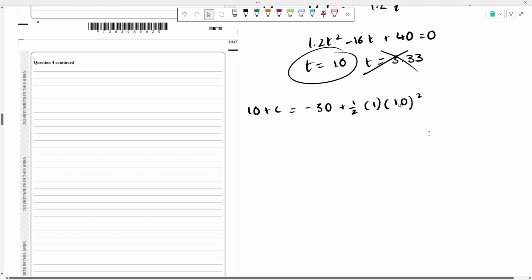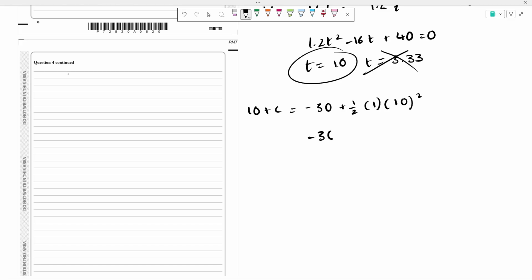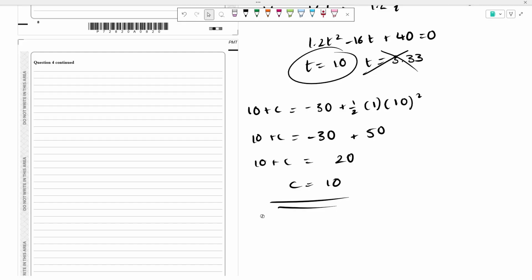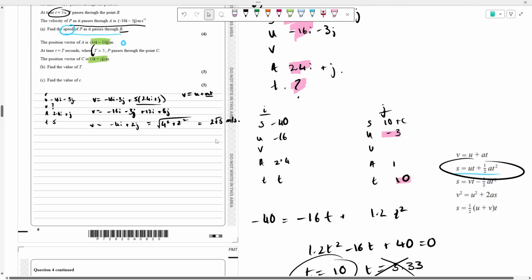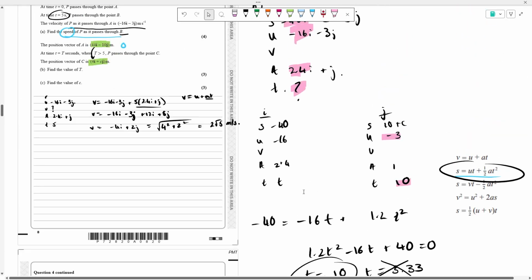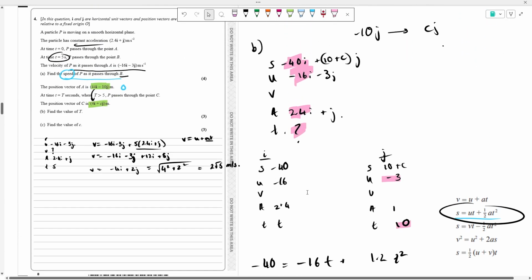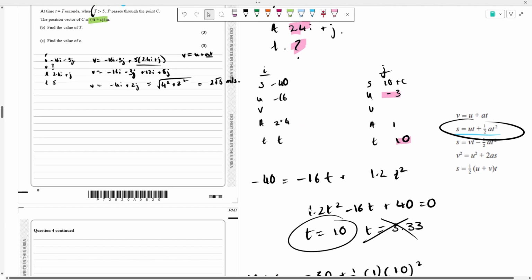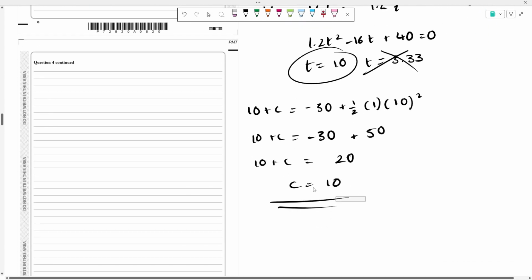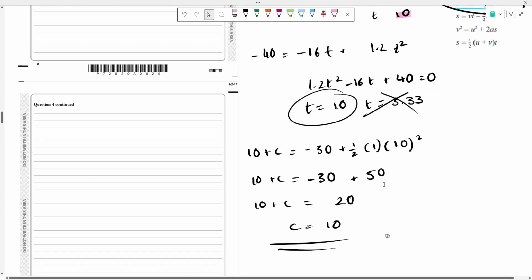Okay, let's rearrange this. This gives you minus 30 plus 50 is equal to 10 plus c. You have to simplify that right hand side. 10 plus c is equal to 20. Therefore, c must equal 10. And that's it. Perfect. And actually, we've done part B and part C at the same time, which is crazy. We worked out the value of t, which was 10, and we worked out the value of c as well, which was 10, and we got 4 marks for that, which is great.